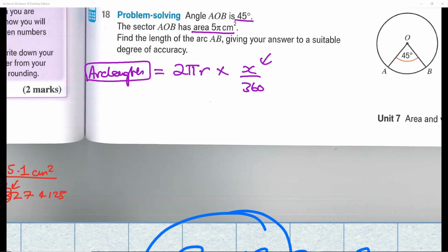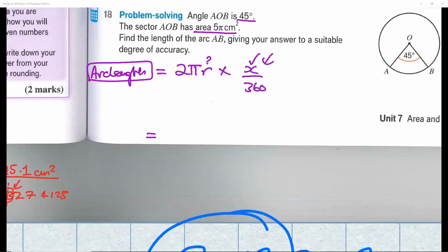So to work out the arc length, you need to know the angle. Do you know the angle? Yeah, 45. Do you know the radius? No. So at the moment you can't work out the arc length until you've worked out the radius. What other formula do we need to use to work out the radius? The key word they're giving you to help you is area. What's the area formula? x over 360 times pi r squared.